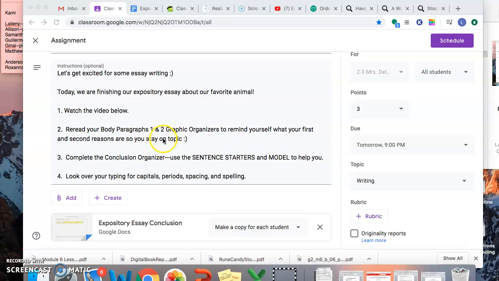Then something important, you need to go back to your classwork for your body paragraph 1 and 2 graphic organizers and read your reasons that you chose about your favorite animal, because you need those reasons to put into your conclusion. So it's very important that you go back to these body paragraphs to make sure that you're using the same reasons. You're not going to choose new reasons and talk about them in your conclusion. I just want to make that clear that you have to go back to your classwork for your body paragraph 1 organizer and 2 to look at those reasons. Then once you did that, you're going to complete your conclusion organizer, okay?